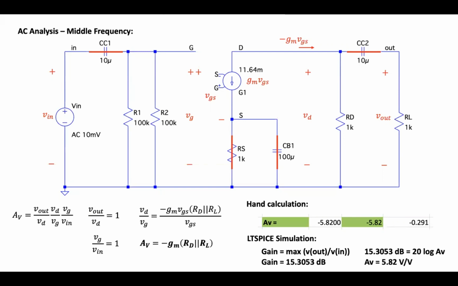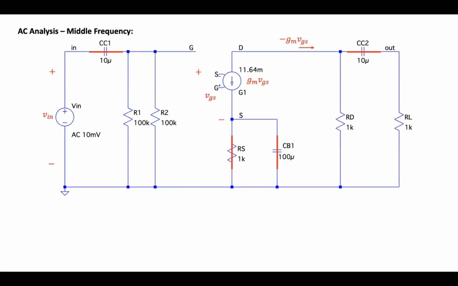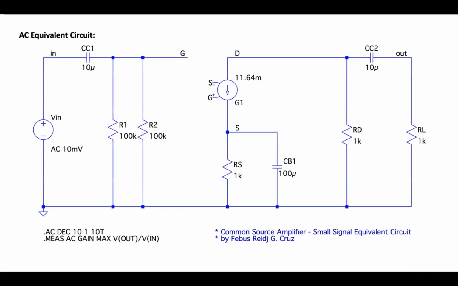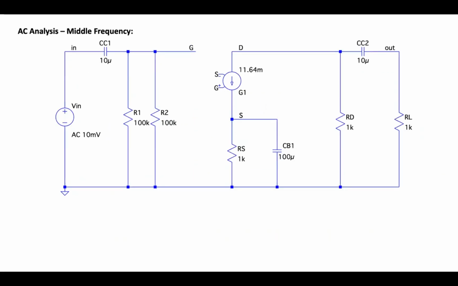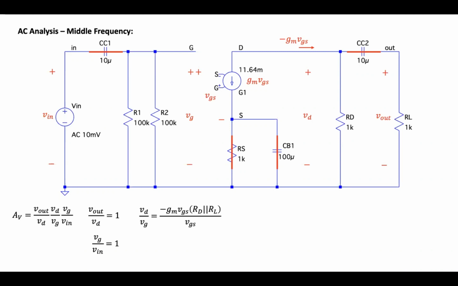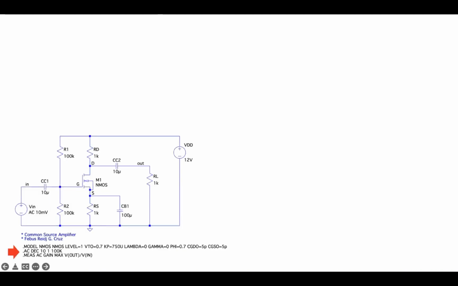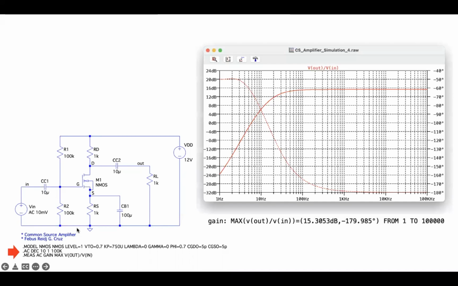Now, notice the initial settings of our LTspice. Take note of the AC analysis. That is decade, then measure, get 10 points, start from 1 hertz, and then end at 100 kilohertz. When we run the simulation, this will provide us these simulation results.